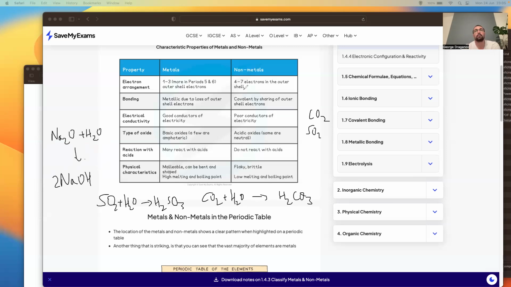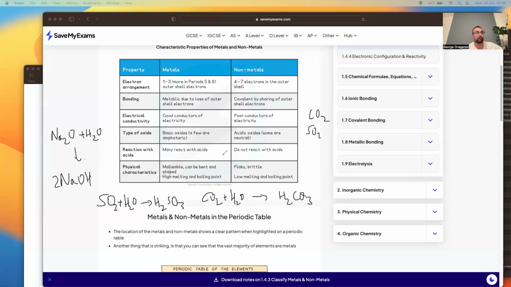These are some other key properties of them. Metals are going to be metallic, non-metals covalent. Metals are good conductors of electricity, whereas non-metals are poor. Metals react with acids if they're more reactive than hydrogen, but non-metals do not. And furthermore, metals, as you know from the previous lessons on bonding, are malleable. They can be bent or shaped, with high melting points, whereas non-metals tend to have low melting points and be flaky and brittle. These are just generalizations.